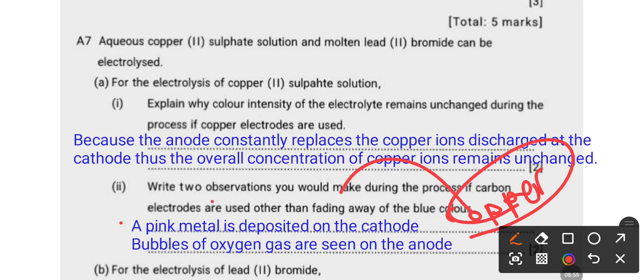For an observation, we should be mindful that we should only write observations that can be detected by our five senses. So what we can see, maybe smell, or even touch. We should avoid saying statements like a gas is seen. You can't see a gas. The other observation is that bubbles of oxygen gas are seen on the anode. Right. So this is an observation.